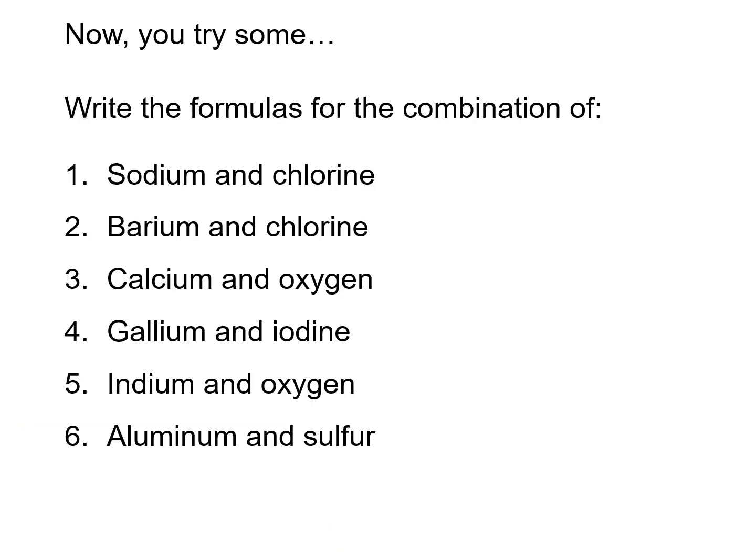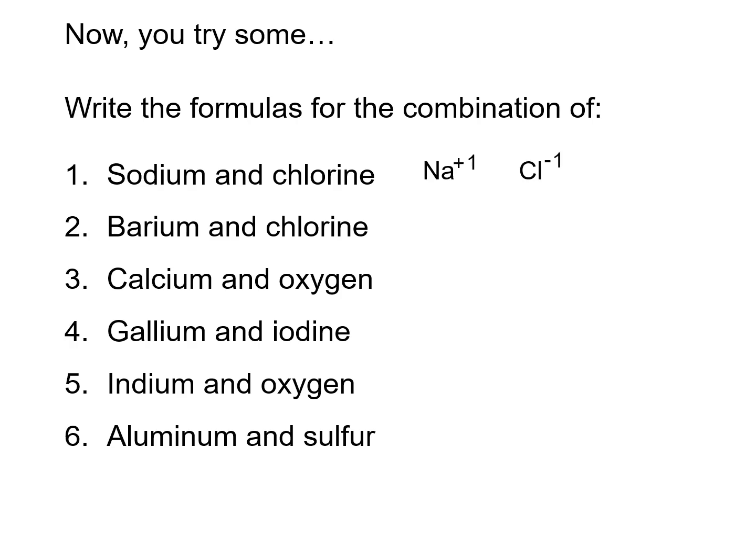All right, so now we're going to try some. And so the first thing you have to do is you have to write down what the symbols are with their charges, or their common oxidation numbers. So sodium is in group 1, so it has a +1 charge. Chlorine, group 17, so it's -1.